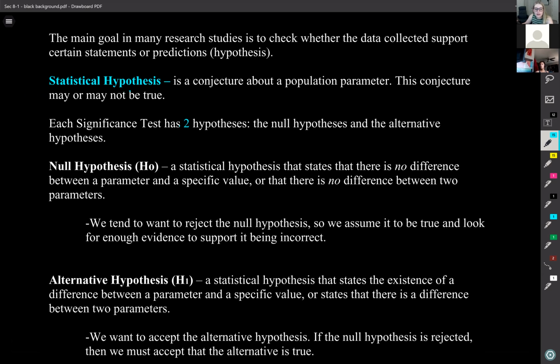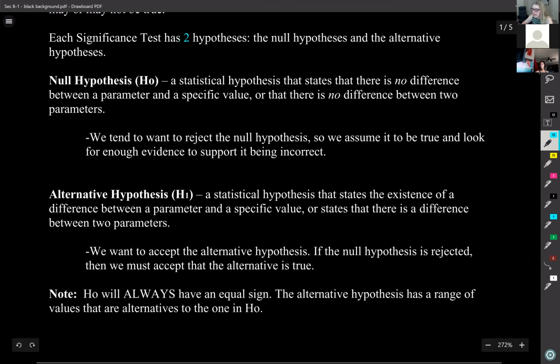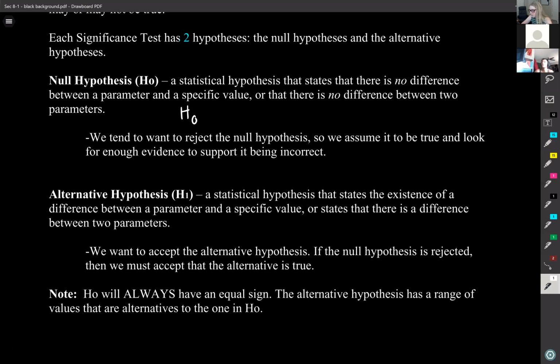Okay, our first one is called the null hypothesis, and it is represented by writing an H with an O. Honestly, I don't know why it's an H with an O or a 0, whatever. But that is what it's denoted by. So if you see H sub O, that represents the null hypothesis.